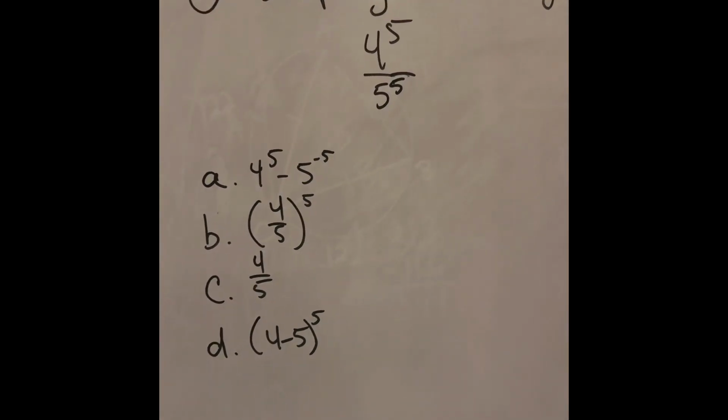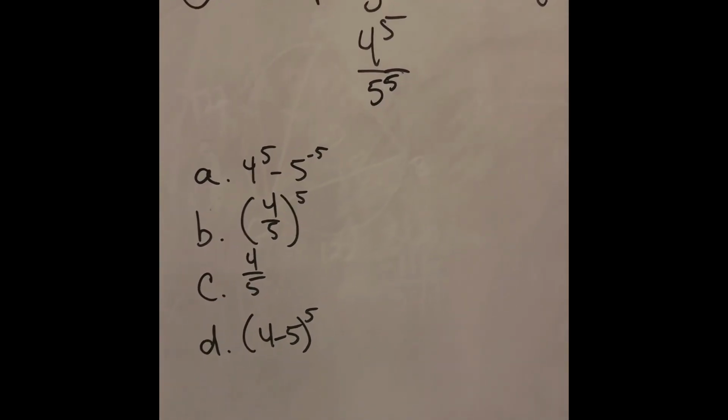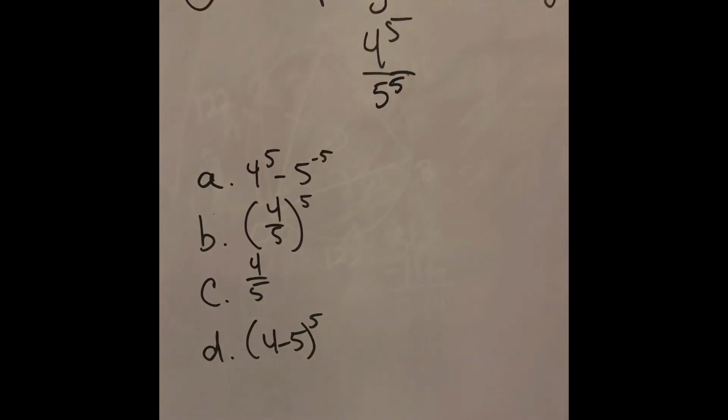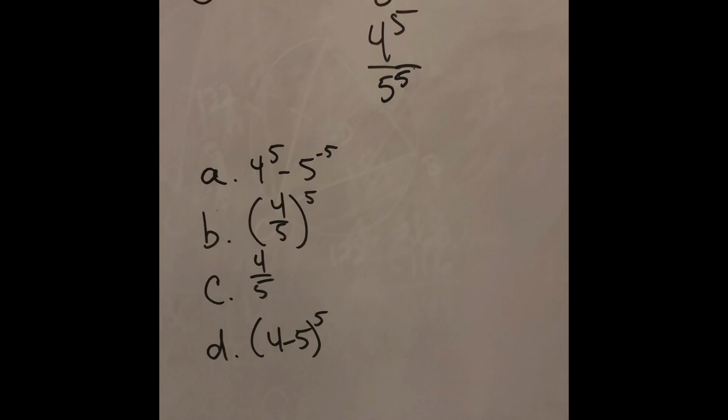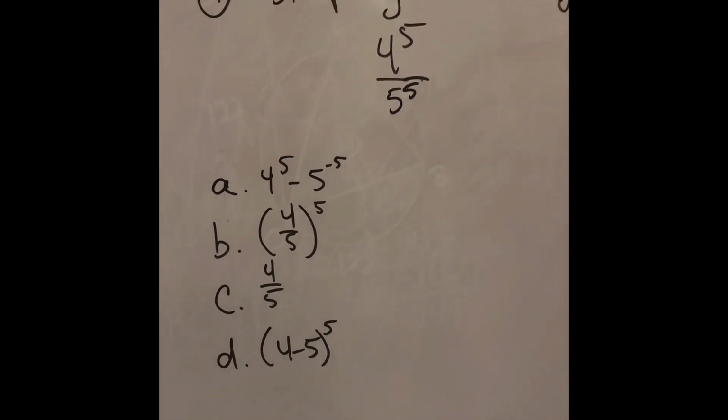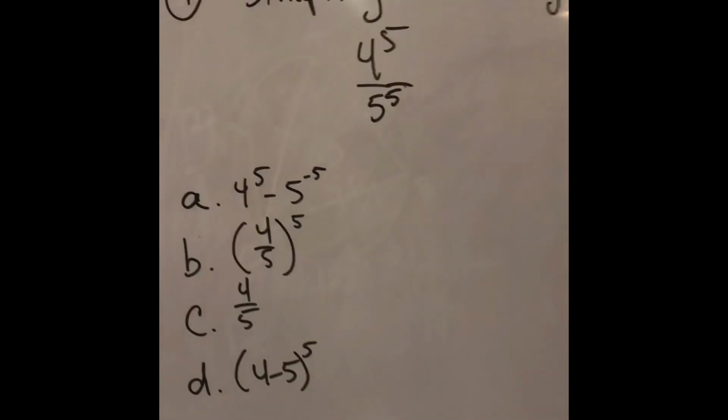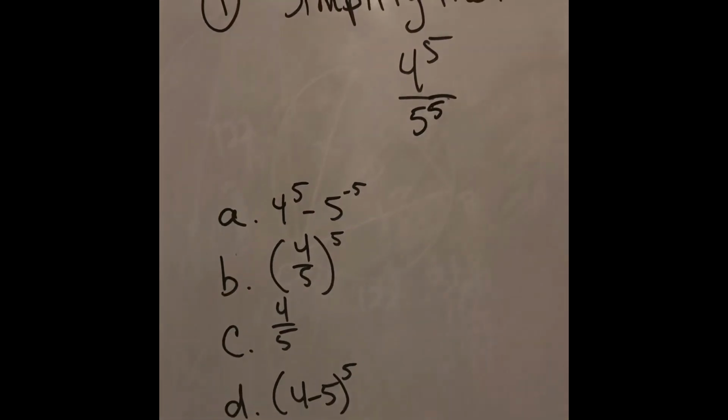Okay, so what we're going to do today is we're going to simplify and evaluate expressions. All right, remember these are multiple choice questions, and there's always little tricks of the trade that you can do for the multiple choice questions. So for number one here, this is 4 to the 5th over 5 to the 5th.